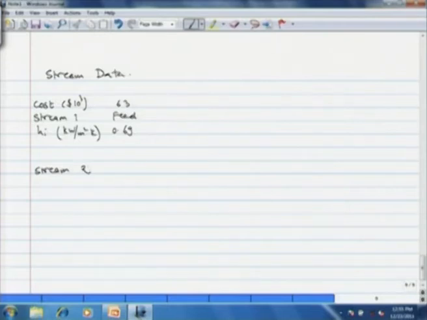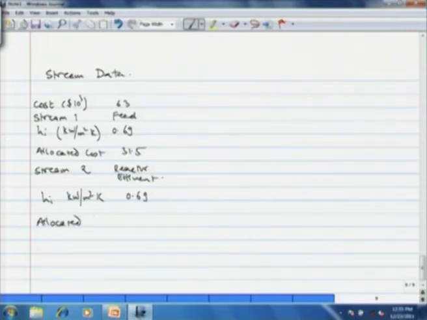is the reactor effluent, and let us say it has a film coefficient of also 0.69 kilowatt per meter square Kelvin. If we have to allocate the total cost of $63,000 to the two streams, we can simply divide it into half, because the two coefficients are the same.